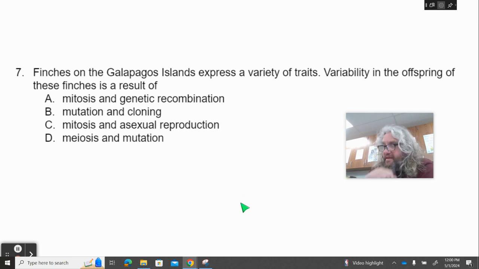Number 7, finches on the Galapagos Islands express a variety of traits. Variability in the offspring of these finches is a result of A, mitosis and genetic recombination, B, mutation and cloning, C, mitosis and asexual reproduction, or D, meiosis and mutation.